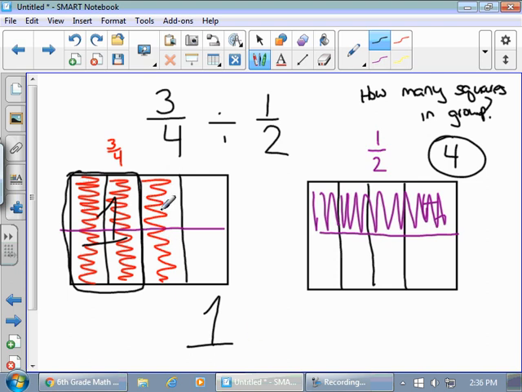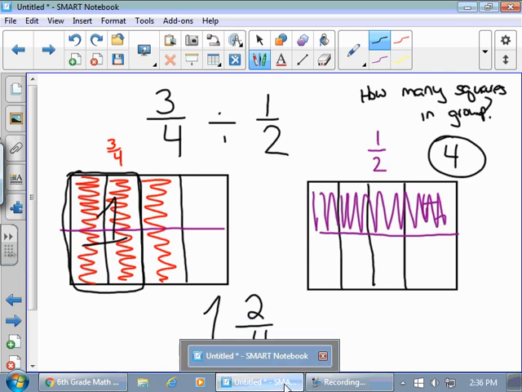And how many remaining shaded squares? Out of 4. And again, am I going to reduce right now using a model? No, I'm just going to leave it.